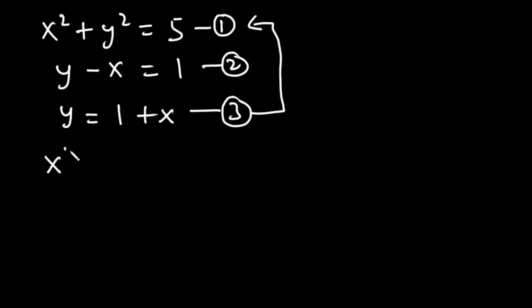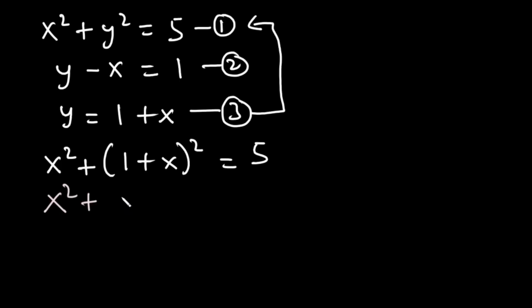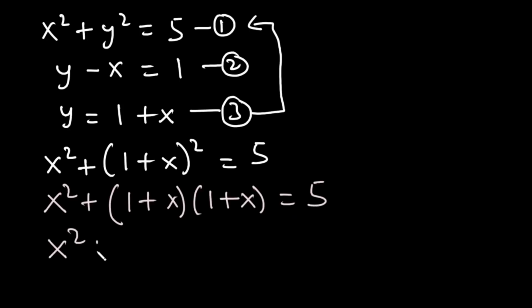So we have x squared plus (1 plus x) all squared is equal to 5. 1 plus x all squared is the same as 1 plus x times 1 plus x. 1 times 1 is 1. 1 times x is x, and x times 1 is x. So x plus x is 2x. x times x is x squared.